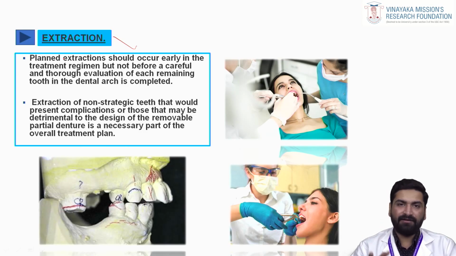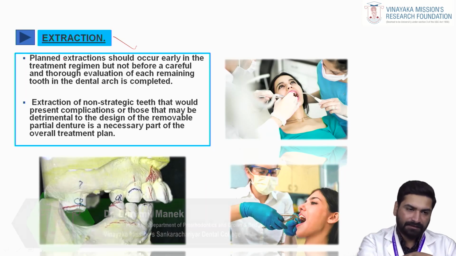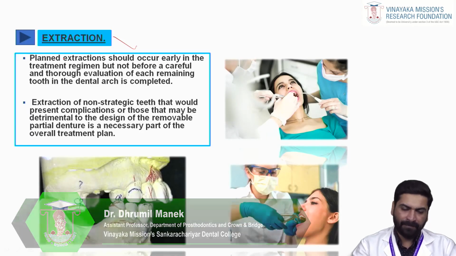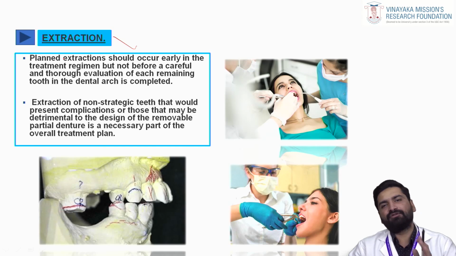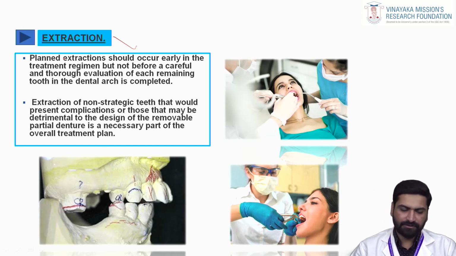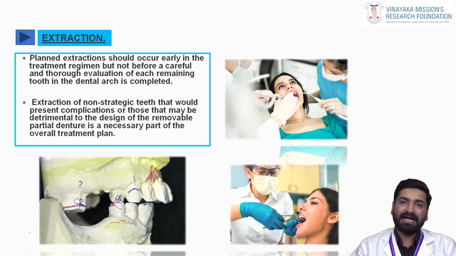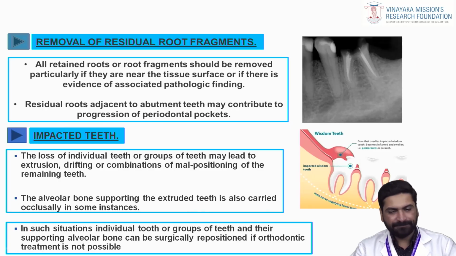So you need to be well aware before you extract the teeth. You should be aware that I'll remove this teeth, this will go for RCT, this will go for restoration, I'm going to do scaling, and then I'm going to go for my cast partial denture. So that clarity should be present before you start designing or planning for your cast partial denture.